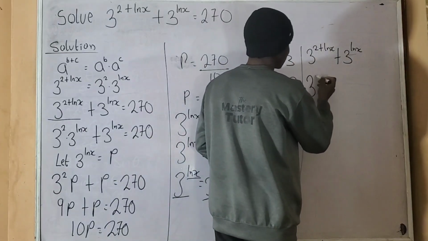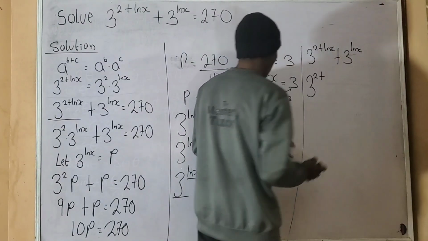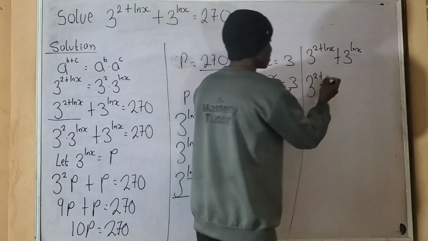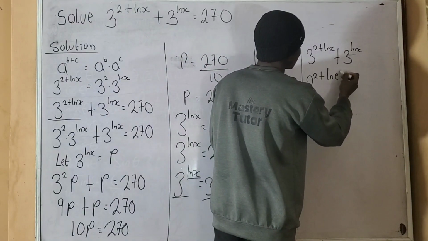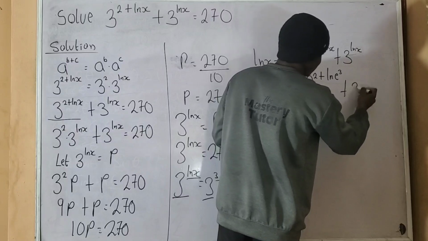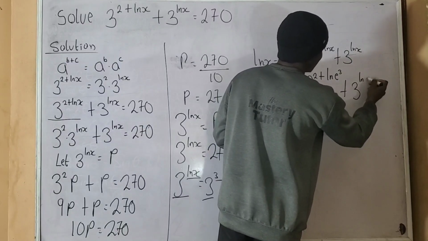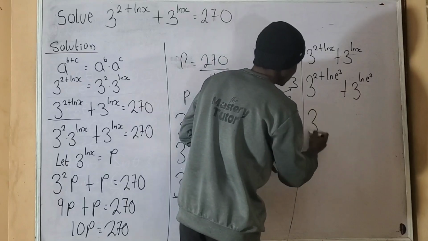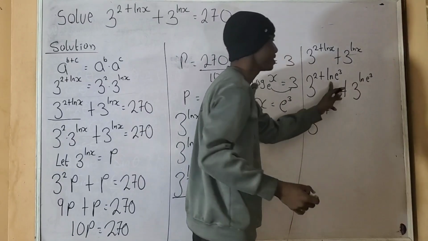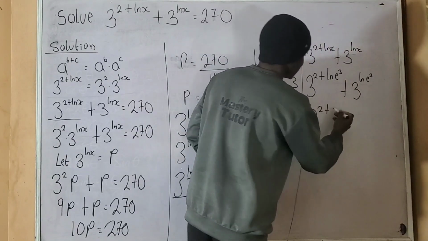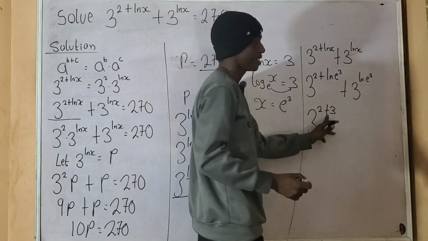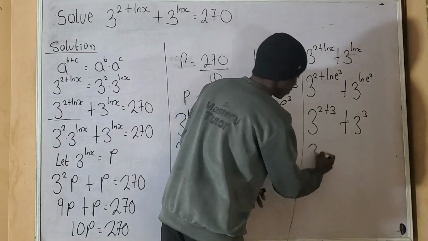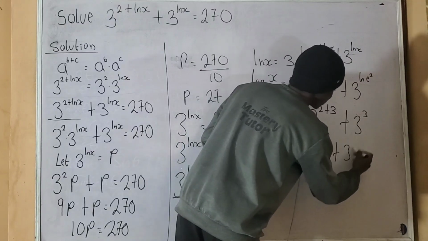So let's substitute. I'm going to have 3 raised to the power of 2 plus, now, x is e raised to the power of 3. So I'm going to have ln e raised to the power of 3 plus 3 raised to the power of ln e raised to the power of 3, right? Now, ln e raised to the power of 3 is 3. So I'm going to have 3 here plus 3 raised to the power of 3. So 3 raised to the power of 5 plus 3 raised to the power of 3.